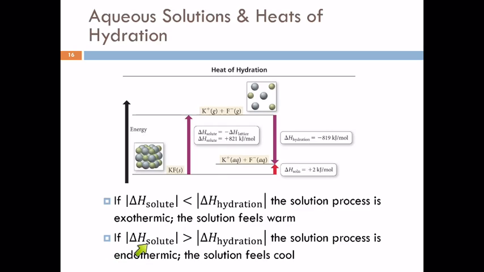So a substance that has a negative heat of solution could be useful as like a chemical hot pack, because when that dissolves in water, it generates heat. There are also substances that when they dissolve in water, they absorb heat and the solution gets cold, and those can be used as chemical cold packs.